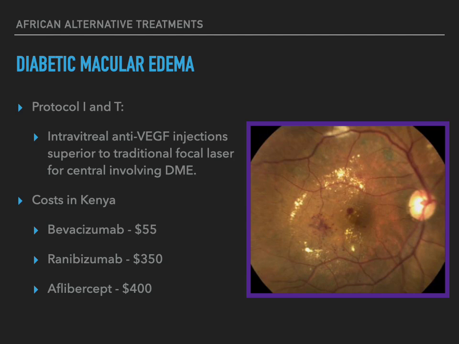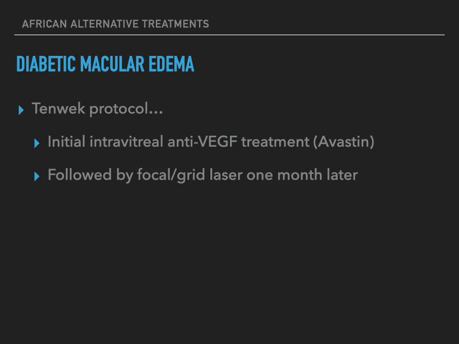And although this is much cheaper than in the U.S., it's still quite expensive when the average daily wage of a Kenyan is $4 to $5 a day. So at Tenwek, we try to use the data from the protocols I and T, but we recognize the average Kenyan cannot afford monthly injections. Typically, we would use an anti-VEGF agent first, followed by focal grid laser 1 month later.